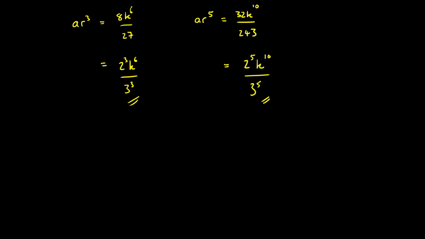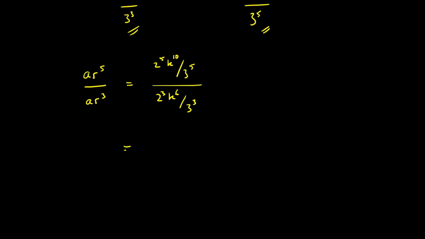All right, so now we're going to do ar to the power of 5 divided by ar cubed. So we take basically this and divide it by that. So we get 2 to the power of 5, k to the power of 10 over 3 to the power of 5, divided by 2 to the power of 3, k to the power of 6 over 3 to the power of 3. If we're dividing one fraction by another, we can flip the second fraction and multiply. So I'll write this out in full: 2 to the power of 5, k to the power of 10 over 3 to the power of 5, times 3 to the power of 3 over 2 cubed k to the 6.